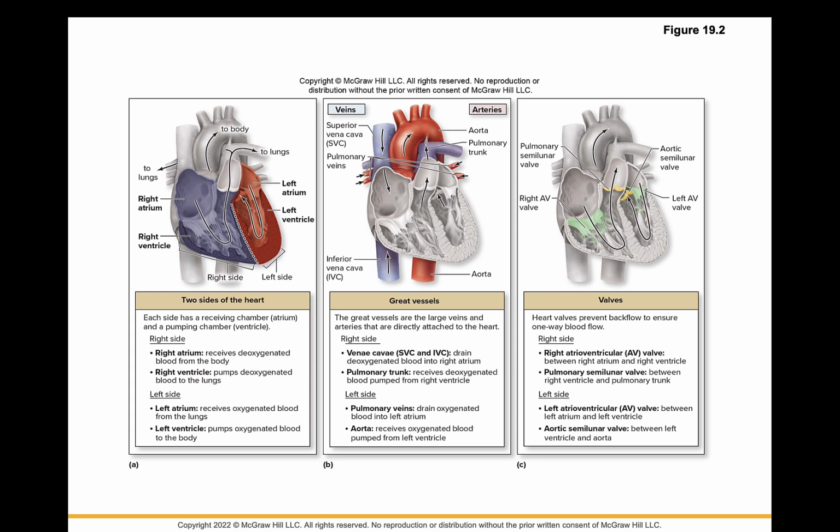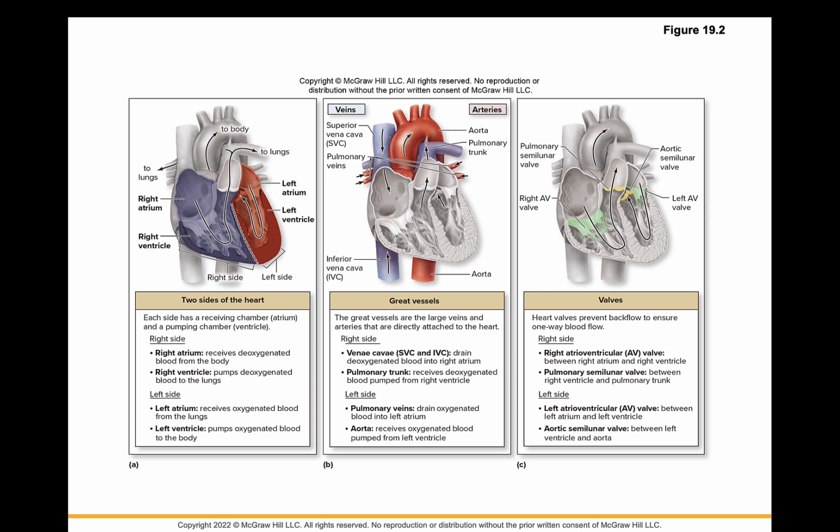But now, the pulmonary trunk is an artery. It is leaving the right ventricle. It is carrying deoxygenated blood, and that is why it is depicted in blue. The pulmonary arteries are the only arteries in the body that are carrying deoxygenated blood.